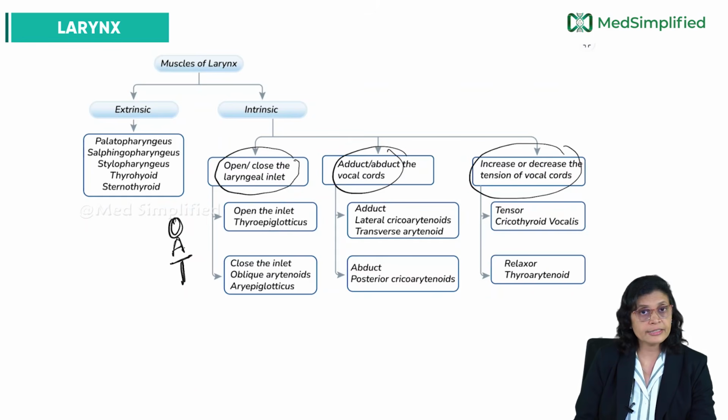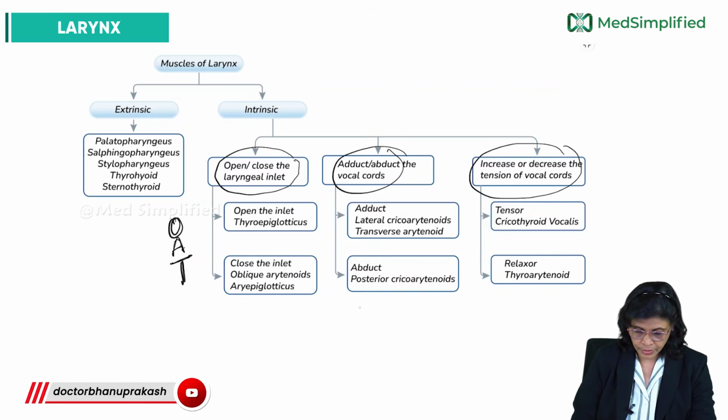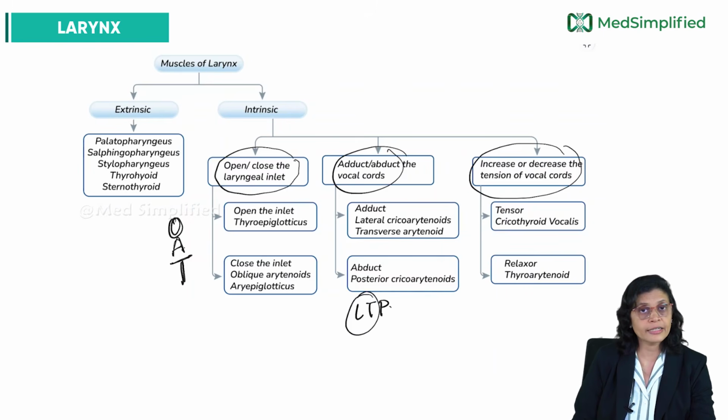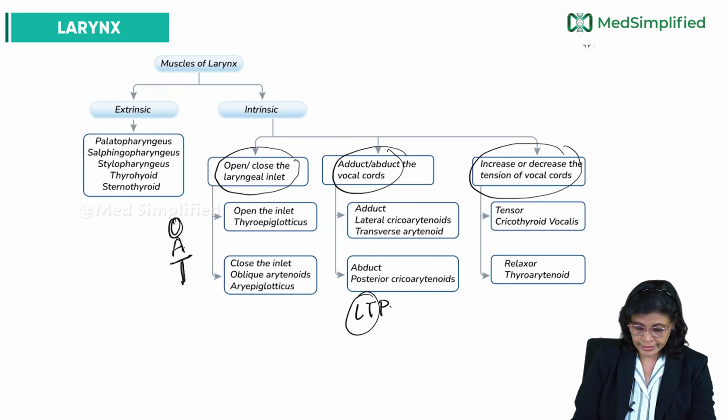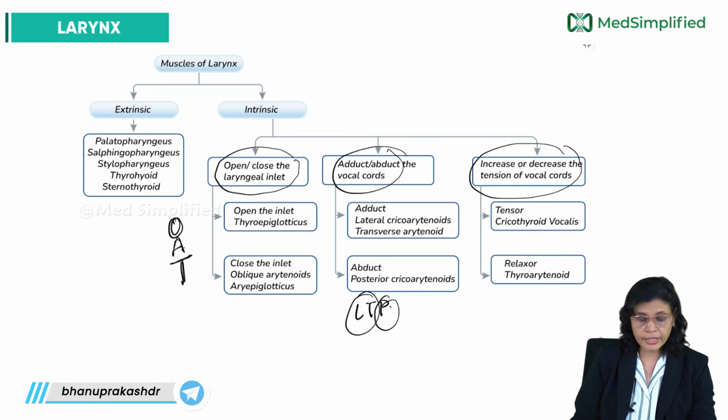Then we have the adductors and abductors of the vocal cord. Here, you can remember as LTP. Only two adductors are there, that is the lateral cricoarytenoids and transverse arytenoids. They have to bring the cords closer. When the transverse arytenoid and lateral cricoarytenoids contract, they bring about the adduction. The abductor is only one, the posterior cricoarytenoid.